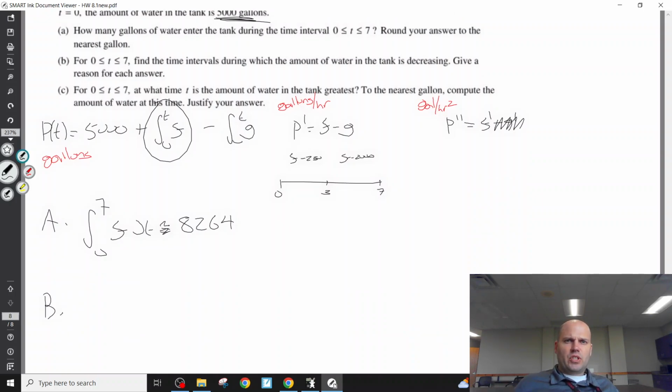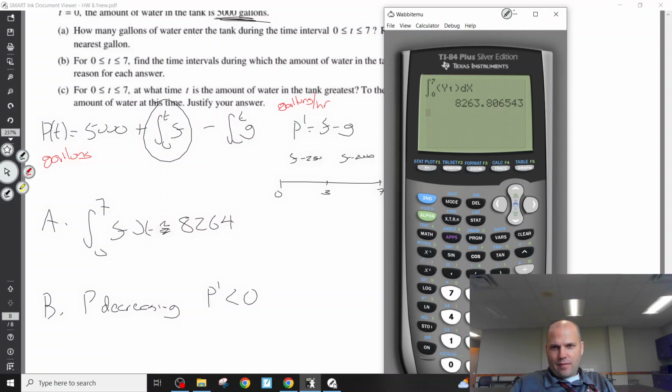Or B, find the time intervals during which the amount of water in the tank is decreasing. Find a reason for each answer. Okay. P is decreasing when P prime is negative. You can see from this graph or from the other graph, P prime is negative from 0 to 1.617. That is my first interval where we decrease.